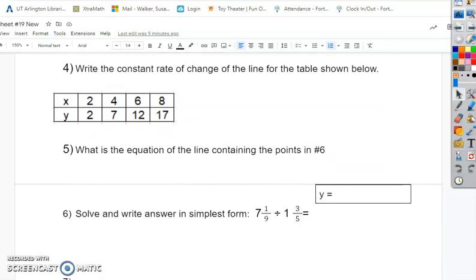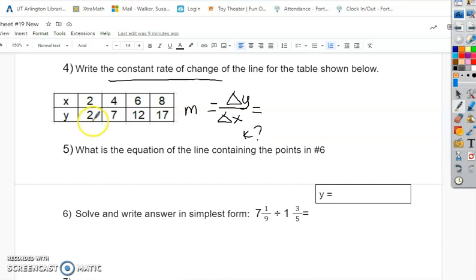Number 4 says write the constant rate of change for the line. So remember, whenever we do constant rate of change, that's delta y over delta x. This is m always, and sometimes it's k. We don't know if it's k until we find out if it's proportional.